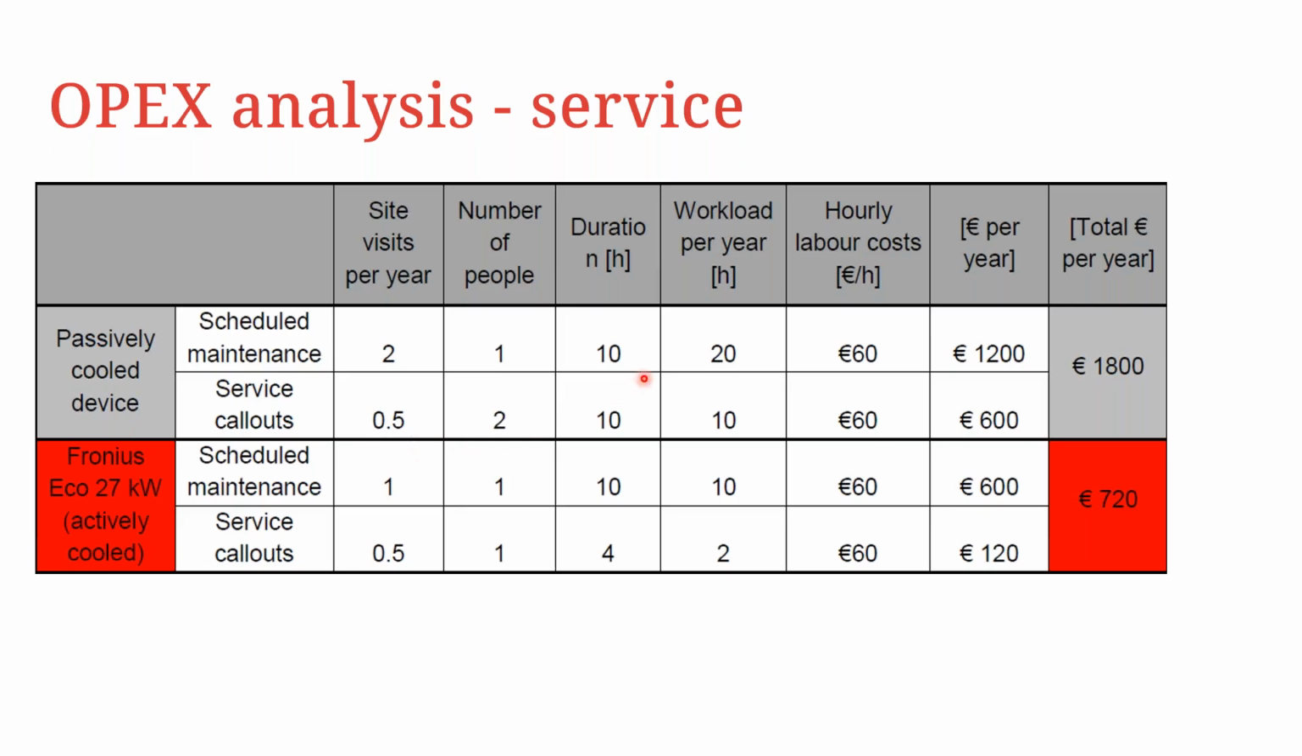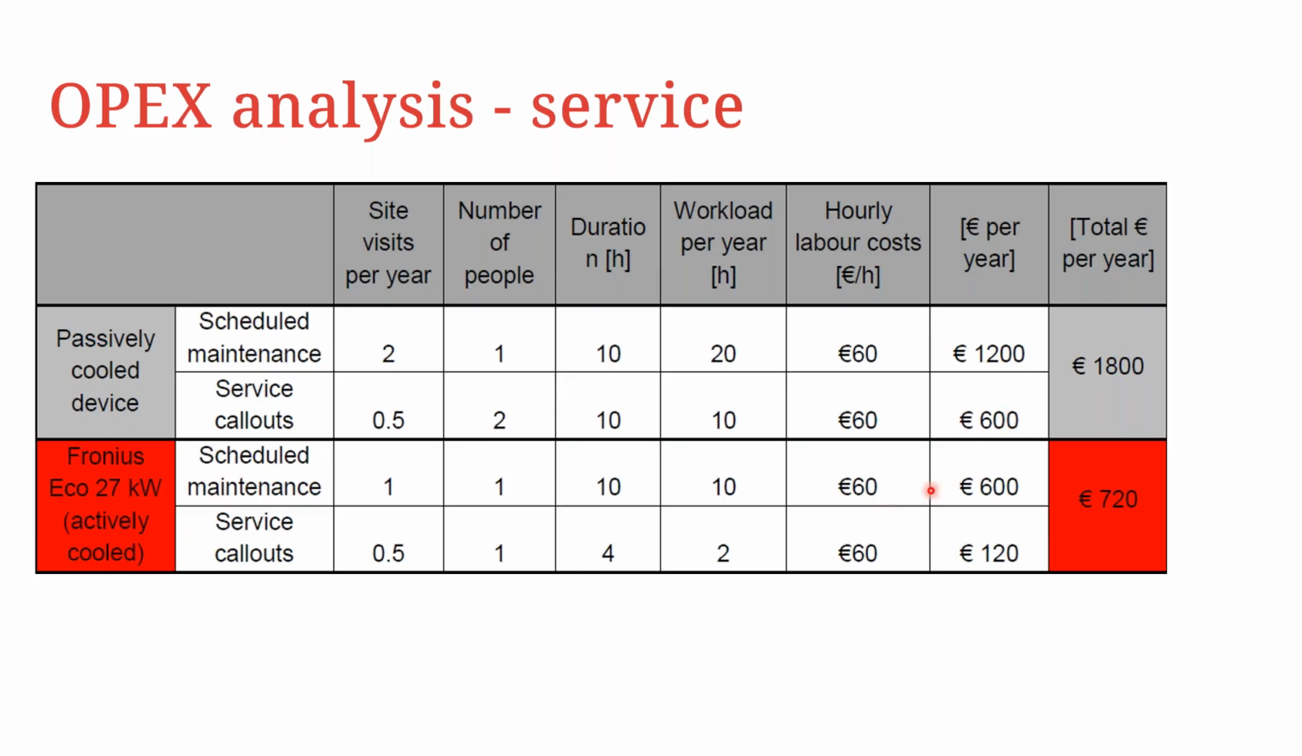And this would mean, in terms of the workload, for the Fronius inverter, you would have a scheduled maintenance workload of about 10 hours per year. And for the passively cooled inverter, you're looking at a minimum of 20 hours, because you have at least 2 people going there for 10 hours. And your hourly costs could vary depending on where you're operating from. So if your hourly costs, for example, are 60 euros per hour, then you can see that for 1 year, for the passively cooled inverter, you need to spend about 1,200 euros, and for the service callouts, about 600 euros.